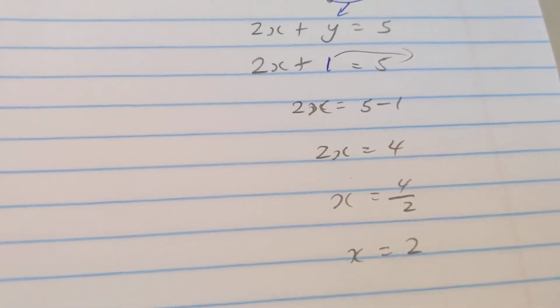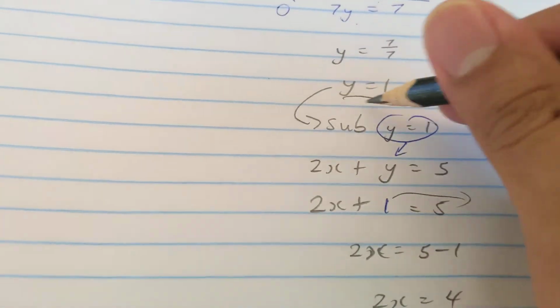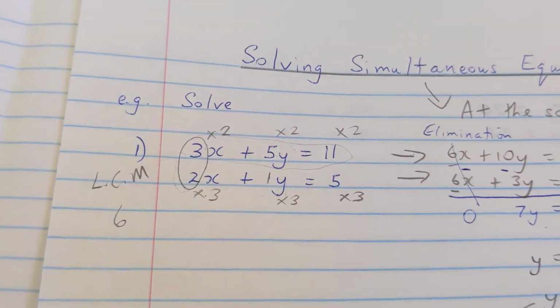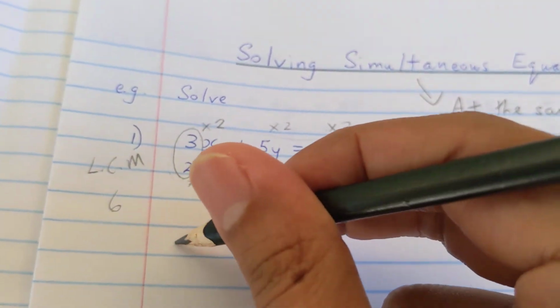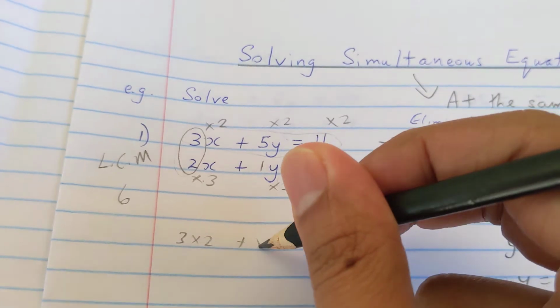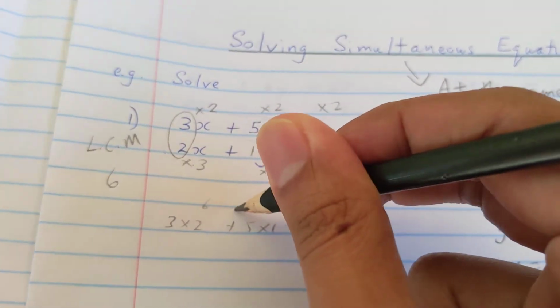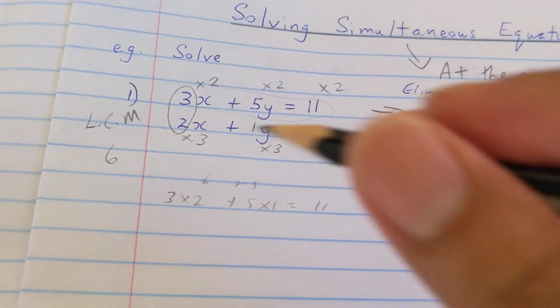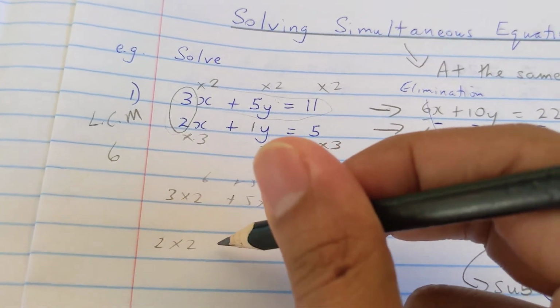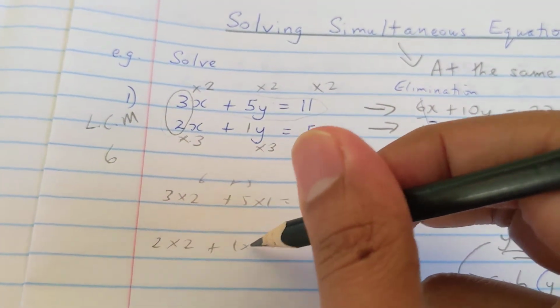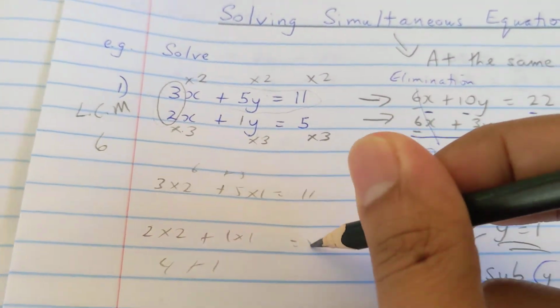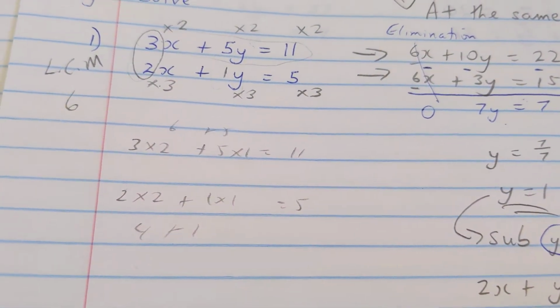So I'll find my two answers. x will be 2 for this one, and y will be 1. And if you want, you can double check. So if x is 2, that means 3 by 2, 6, plus y is 1, 5 by 1, 5, 6 add 5, it will work out to 11. It worked for the top. Let me see if it's working for the bottom. x is 2, 2 twos is 4, because I substituted now. y is 1, 1 times 1, 1, 4 add 1, 5. So you know it's working.